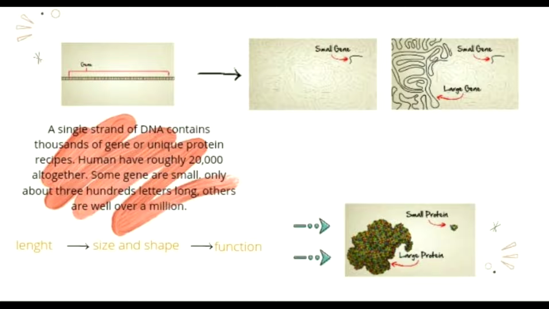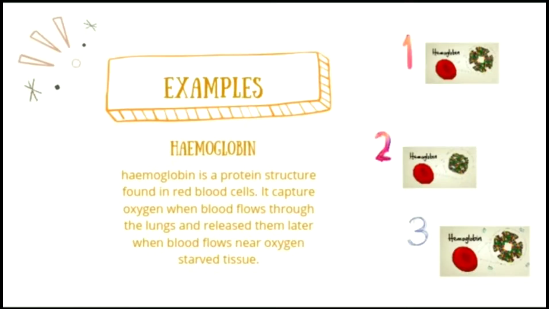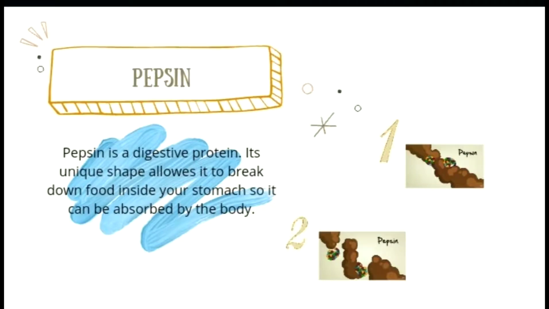For example, hemoglobin. Hemoglobin is a protein structure found in red blood cells. It captures oxygen when blood flows through the lungs and releases it later when blood flows near the oxygen-starved tissue. Pepsin. Pepsin is a digestive protein. Its unique shape allows it to break down food inside your stomach so it can be absorbed by the body.